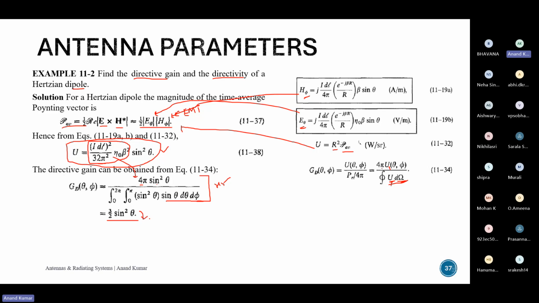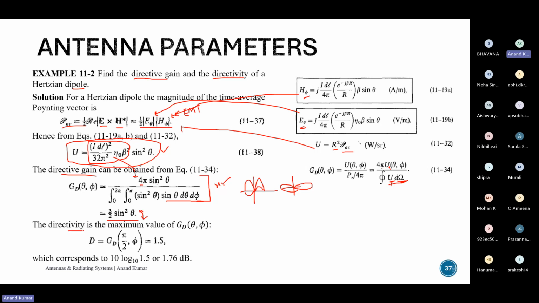Even if we have the expression, it's very difficult to visualize how the directive gain pattern would look. But this is sine theta, and sine square theta becomes something like this, and so your pattern would become something like this probably for the directive gain.